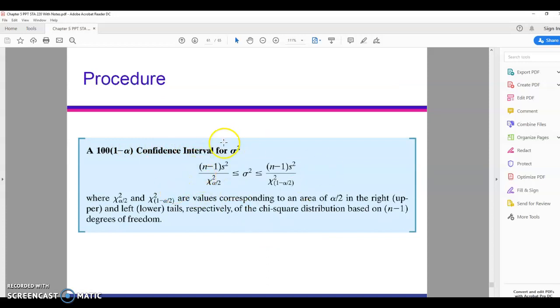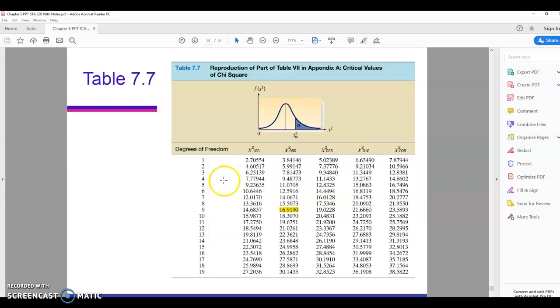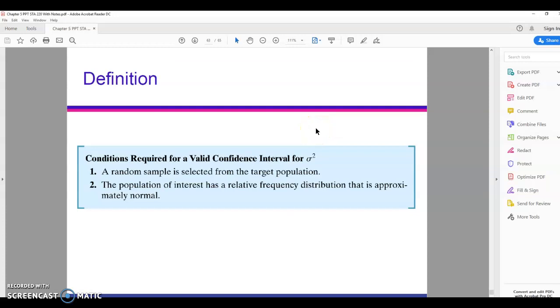Again, here is our confidence interval formula. Hopefully you'll agree it is a lot better to just look at Statcrunch and let Statcrunch do that for you, but you can do that by hand if you want to. You do have your chi-square table with your critical values, just like we had with your z-test, your t-test, and your population proportion.